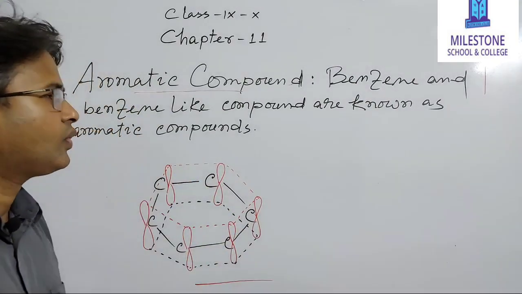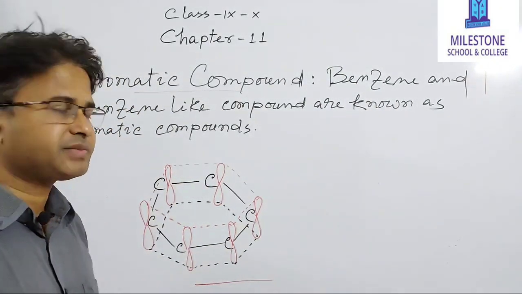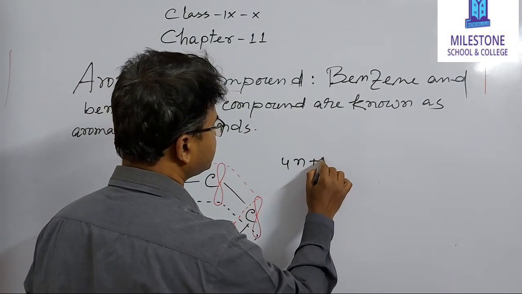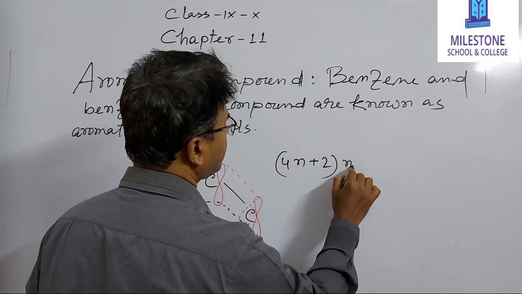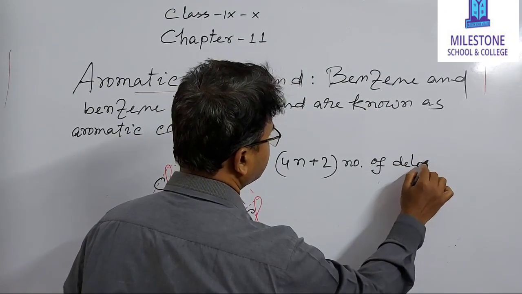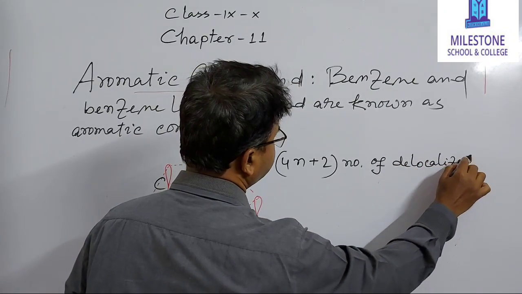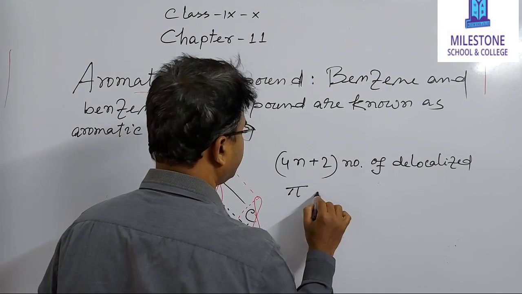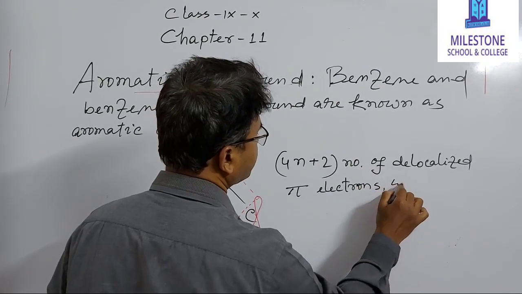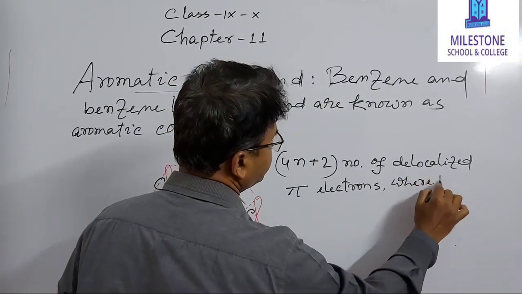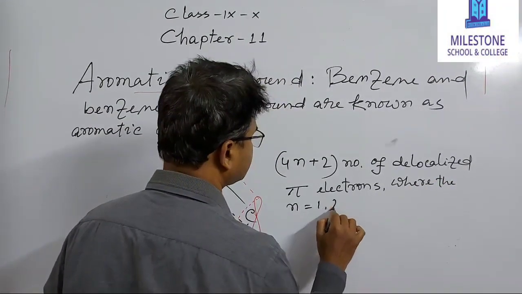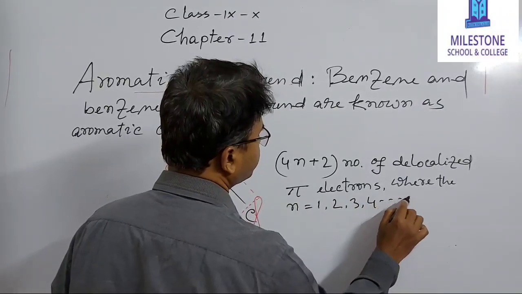It contains 4n plus 2 number of delocalized pi electrons, where the value of n is equal to 1, 2, 3, 4, a whole number.